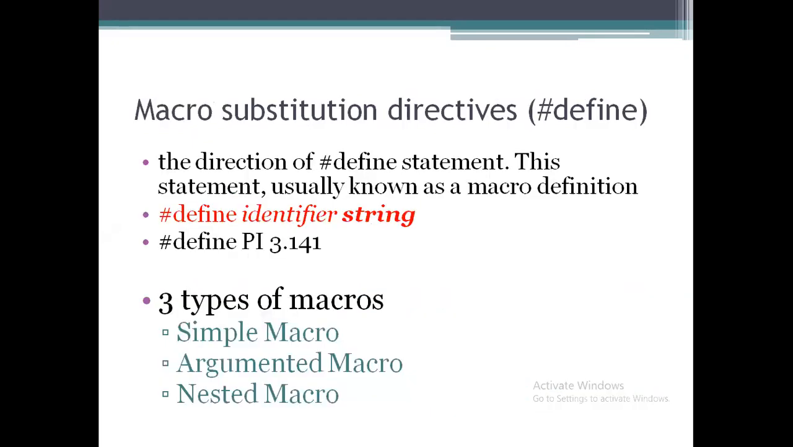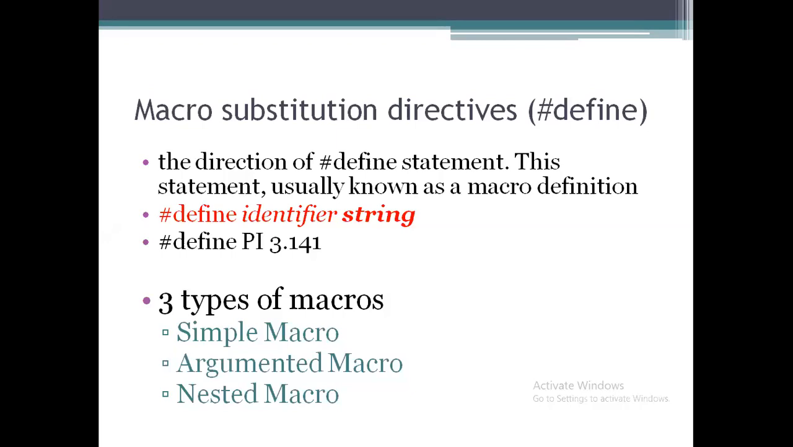Let us discuss the macro substitution directives. The macro substitution directive is nothing but the use of hash define. This statement is usually known as a macro definition. How can we use hash define? In the following example: hash define PI 3.141. PI is a constant value. We know that the value of pi is always 3.141.